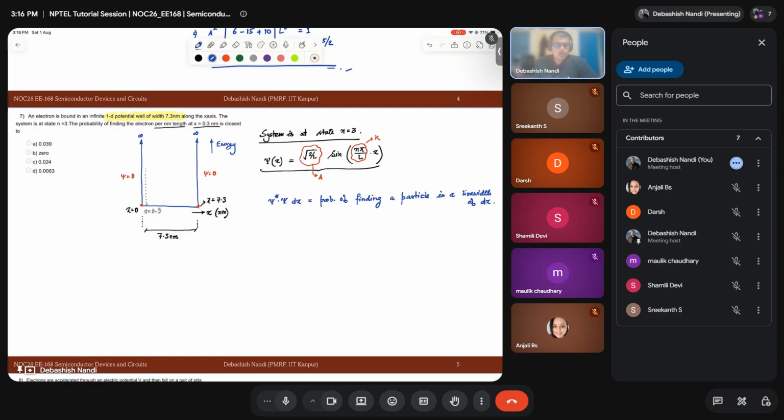So what is asked in the question? It is asked per unit length. So that means the probability of finding the electron per unit length will become simply psi star psi. Same thing, but this time per unit length. Okay. So I just need to find out my psi star psi. So what will be my psi star psi? So this equation, is it real or imaginary?